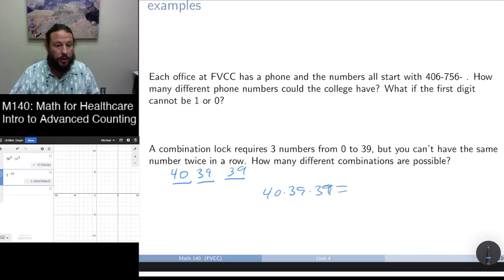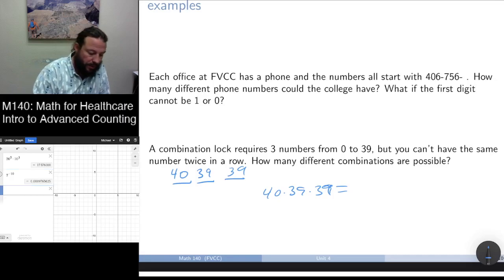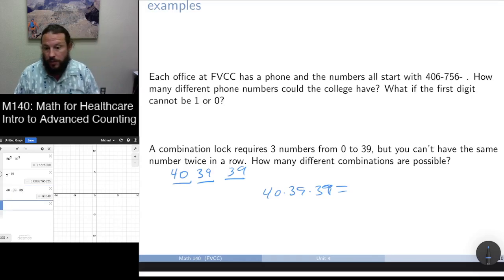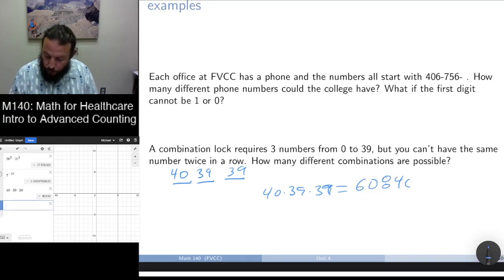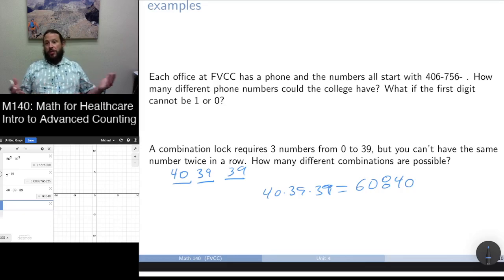And we end up with, again, I'm just doing a basic calculation here. You don't really need to see my screen for this. Looks like it comes out to be 60,840. Okay? So notice that's quite a bit bigger than, remember when we just had 3 that were 10? If we only had digits, that would be 1,000. This is growing quite big.